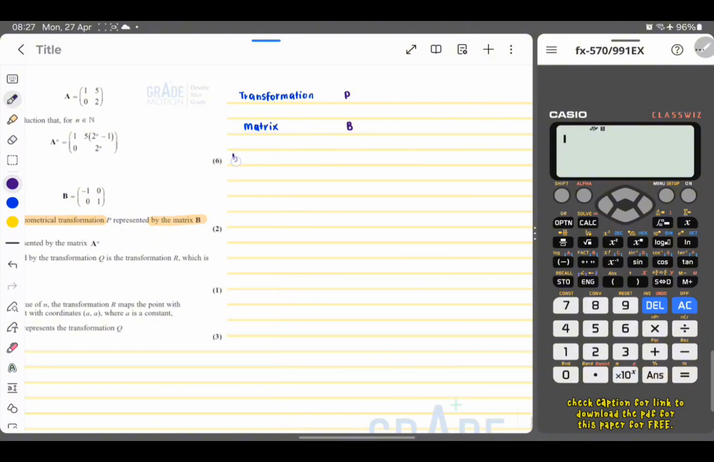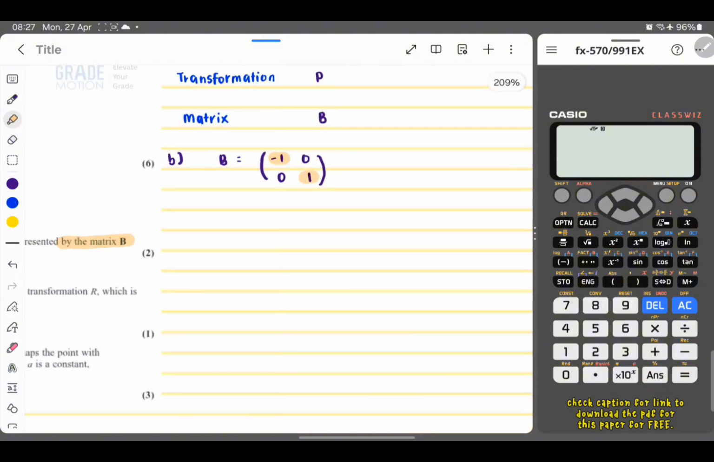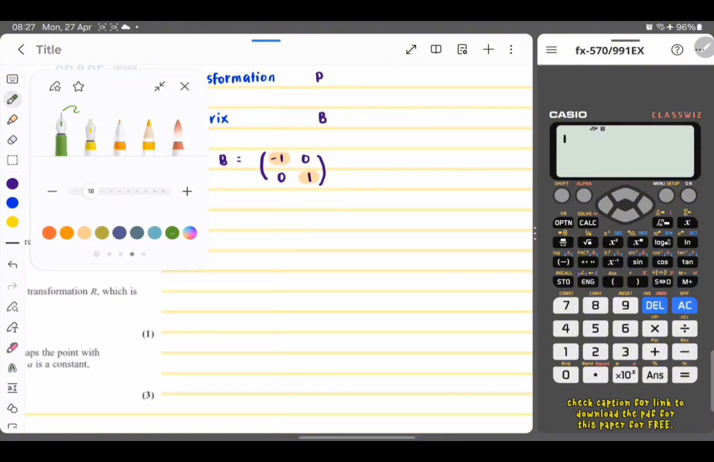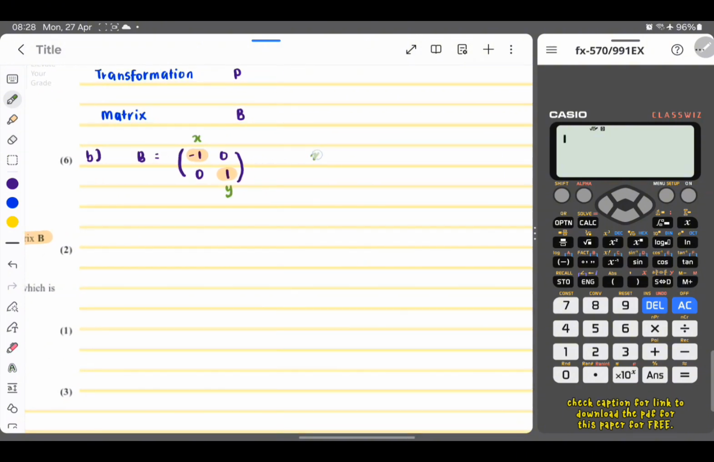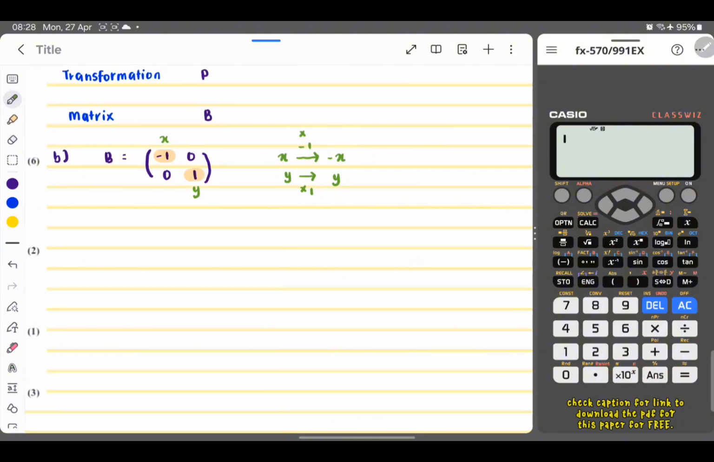Let's take a look at question B. So matrix B is equal to -1, 0, 0, 1. So we have values over here. This will represent our X element and this will represent our Y element. So X you will multiply by -1, which you will get -X, whereas your Y you will multiply by just 1, which is maintained as Y. What type of transformation transforms X to -X but maintains the Y?